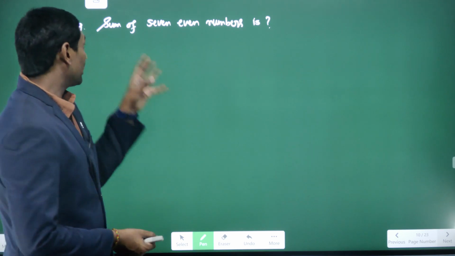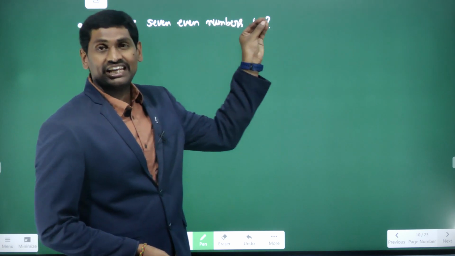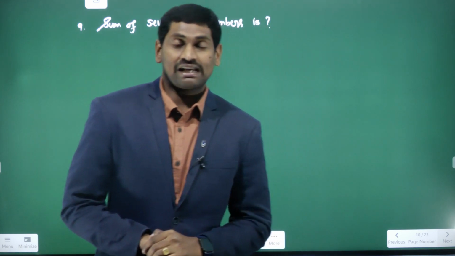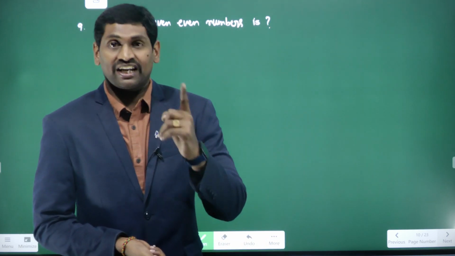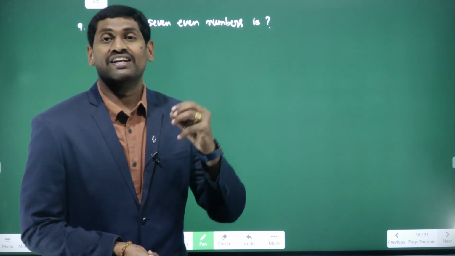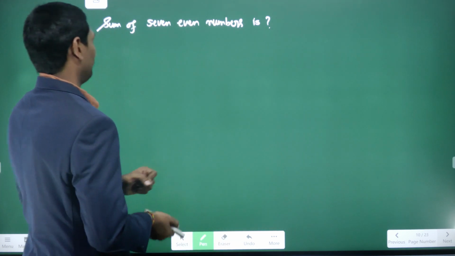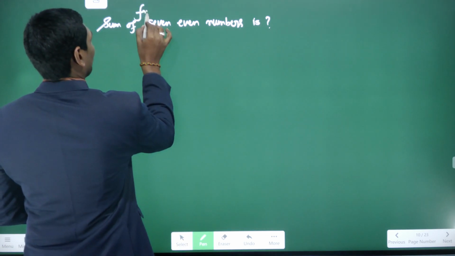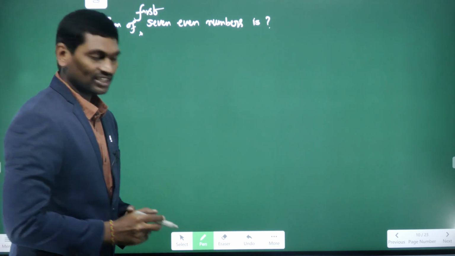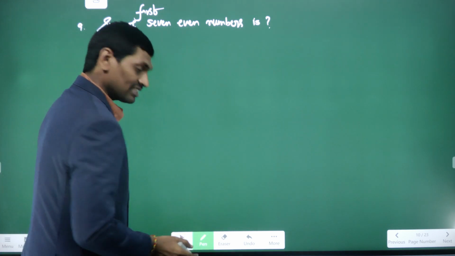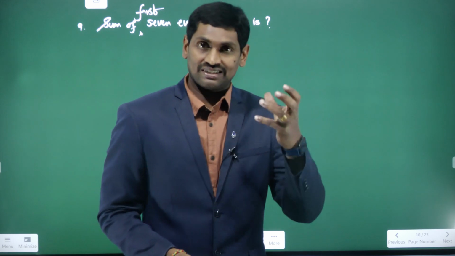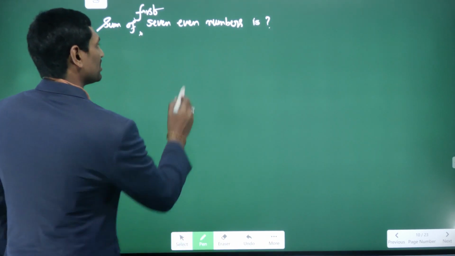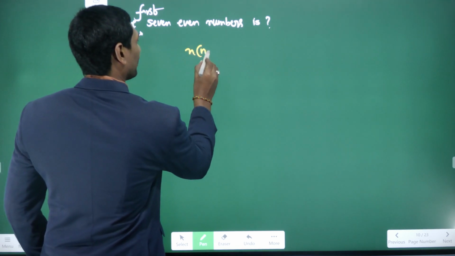Okay, let us move on to the next problem. Question number 9. Sum of first 7 even numbers. We have already discussed the sum of the first 7 or 10 or 100 or 1000 even numbers. The formula for the sum of the first n even numbers is n into n plus 1.